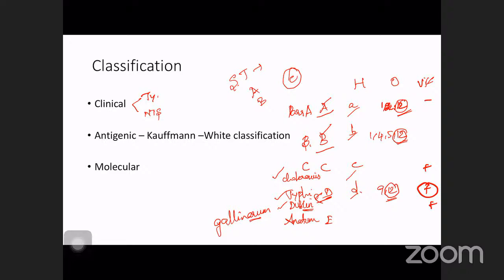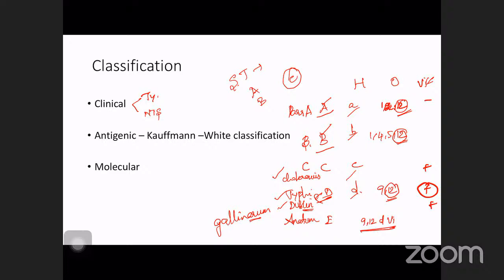The antigenic representation of Salmonella typhi will be: the O antigen is 9, 12, the H antigen is d, and there is also the Vi polysaccharide. So this will be the antigenic formula of Salmonella typhi.